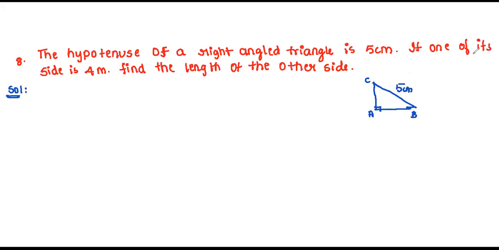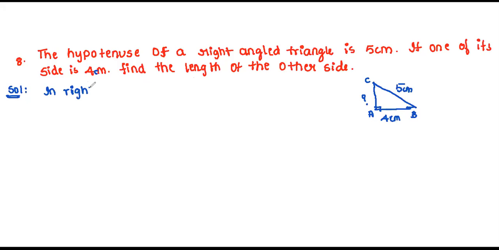If one of its sides, so that means whether it can be AC or AB, the side is how much they are telling, 4 centimeter, so that is 4 meter. So we'll just write 4 centimeter or 4 meter, whatever they have given, just make it centimeter here. Okay, and you have to find the length of the other side. So with these two, you have to find the value of this. So let's go with the solution.